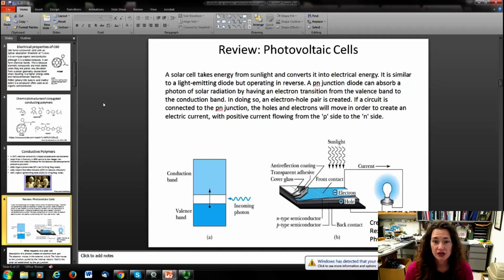And then if you hook a circuit up to that p-n junction, the holes and the electrons, which are positively and negatively charged respectively, are going to move in order to create an electric current. Of course, they move in opposite directions so that they don't recombine.